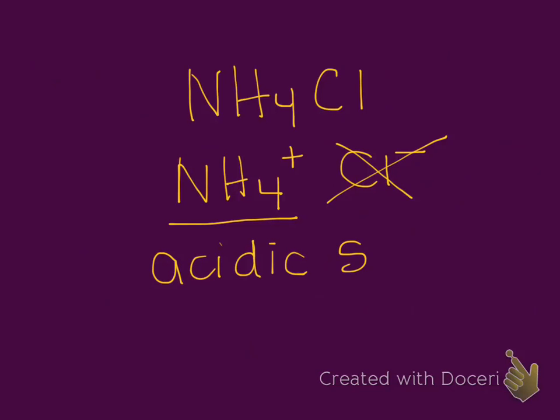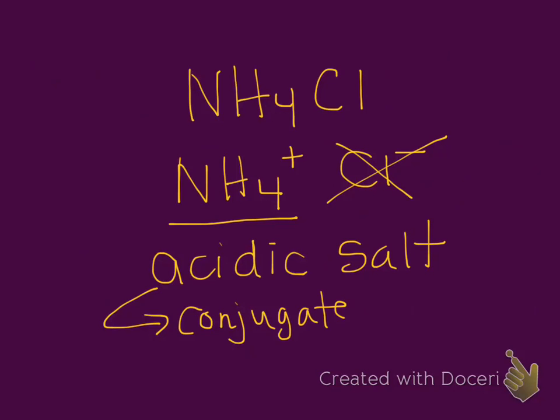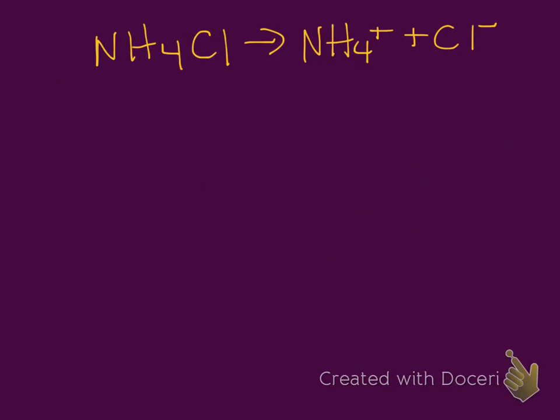So why would we call this an acidic salt? All acidic salts will contain a conjugate acid of a weak base. So what will happen is when you put NH4Cl into water, the first step is it will break down into its 2 components. And we don't care about the Cl, that's just going to be a spectator. But this NH4 is going to further dissociate.